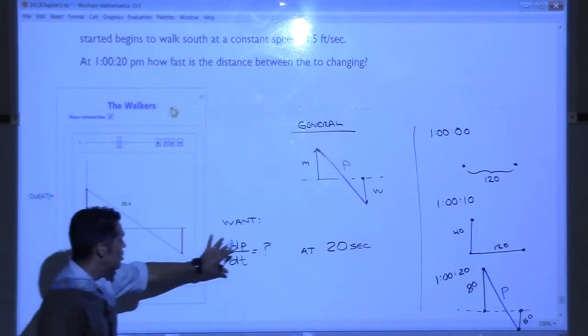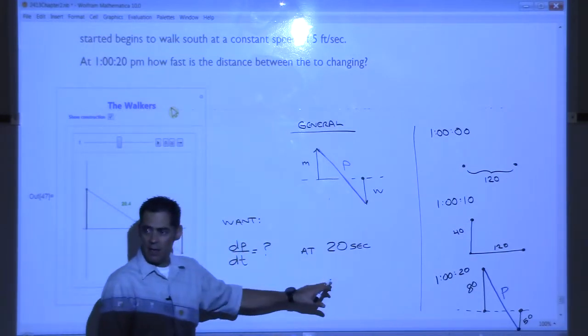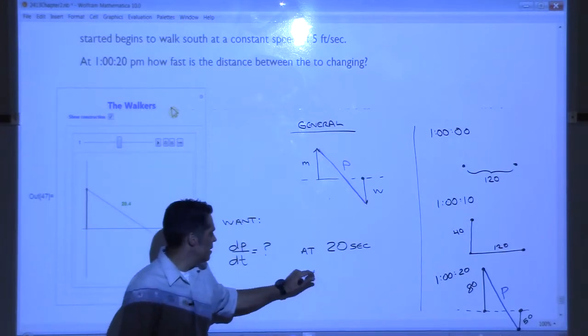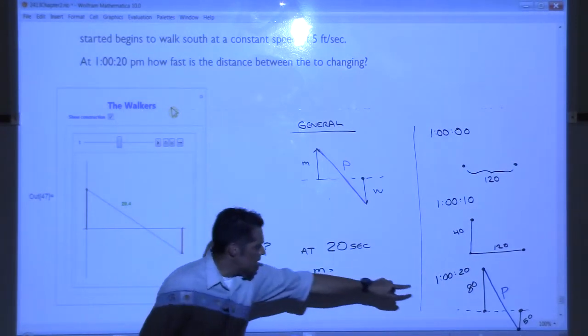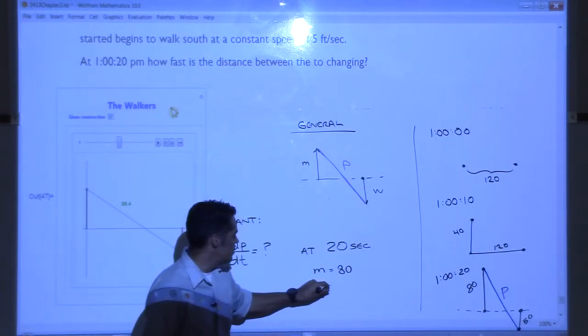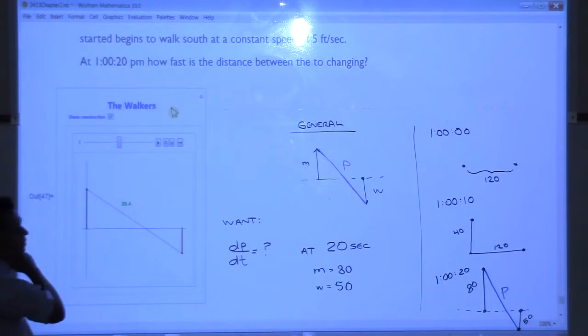So right now, could I change this, now that I've assigned variables? Could I say instead of 20 seconds, I could say M is and W is? What would M be? So we're looking at that picture right there, 80. And W is 50. We have not written down what we were given.